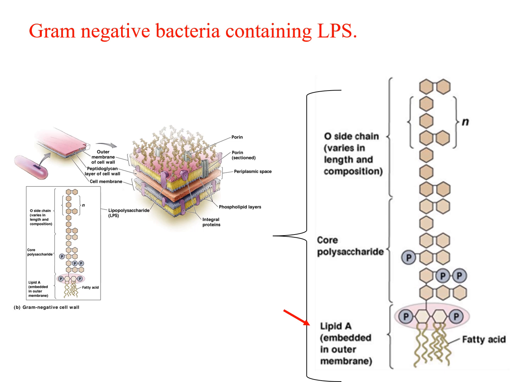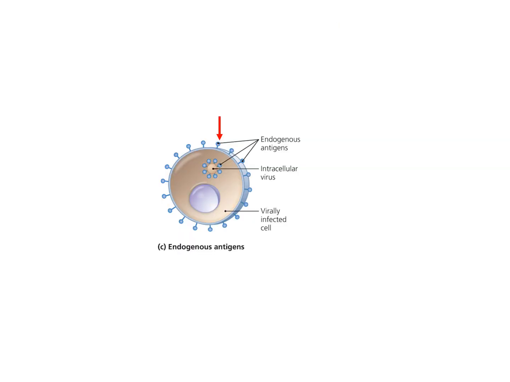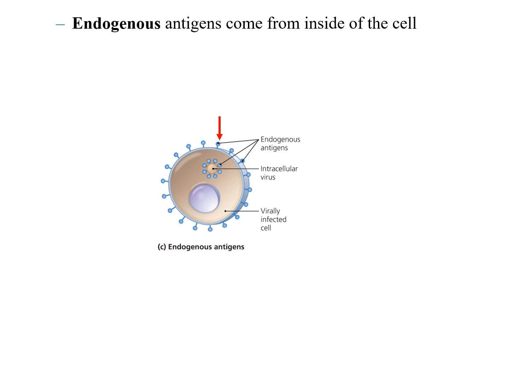This slide is showing you a gram-negative bacteria. The gram-negative bacteria has a portion of the wall that would be an exogenous toxin. I'm pointing to the lipid A, very dangerous. The other type of antigen is the endogenous antigen. It comes from inside of the cell.